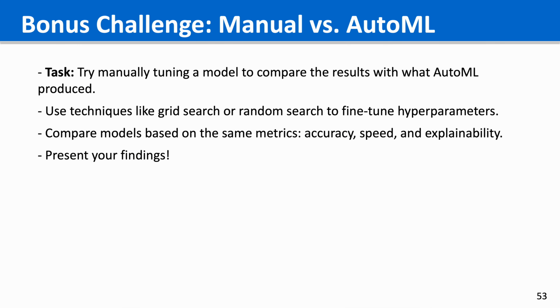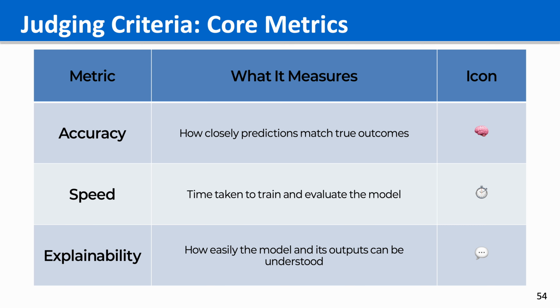For the bonus challenge, you have a chance to dig deeper and contrast human expertise with the convenience of automation. This will help you understand where manual tuning excels and where AutoML shines. Don't just try to beat AutoML. Carefully evaluate how much effort it took to get better results, if at all. Try to highlight the time trade-off or specific cases where your domain knowledge added value. This will make your results even more insightful.